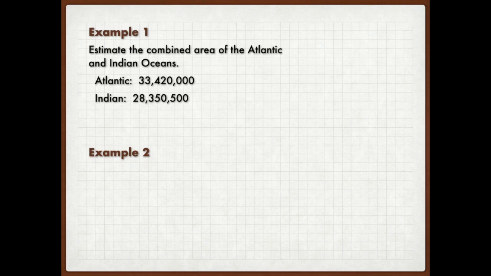Okay, so here's when some of the more exact questions come about in example 1 and 2. Example 1 is going to be, let's just round it to the highest, and let's go ahead and do that. Okay, so I'm looking at the 3, and 33 is less than 5, so that brings me down to 30 million. The Indian Ocean, 28 million. That 8 brings me up to 30 million.